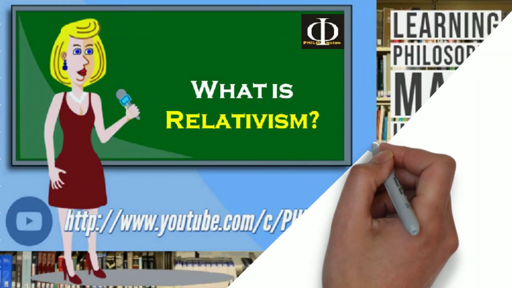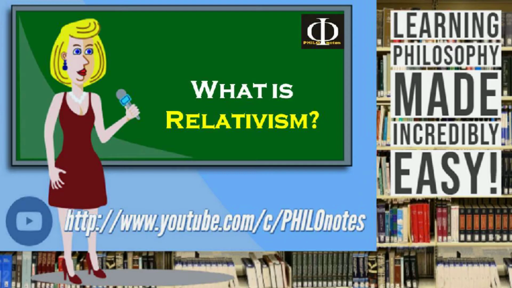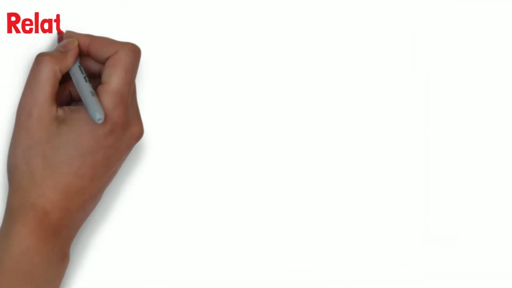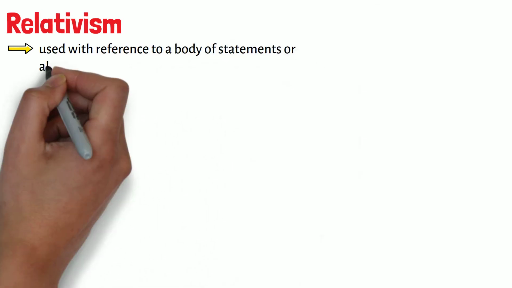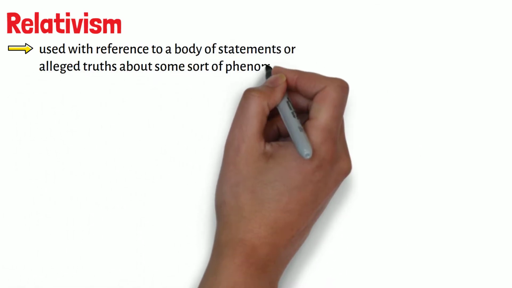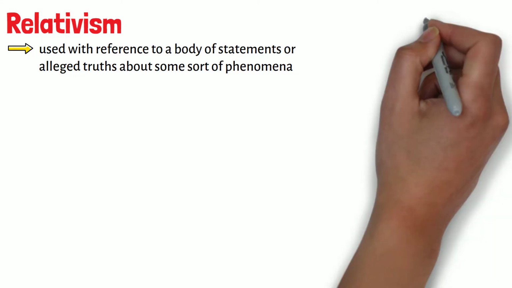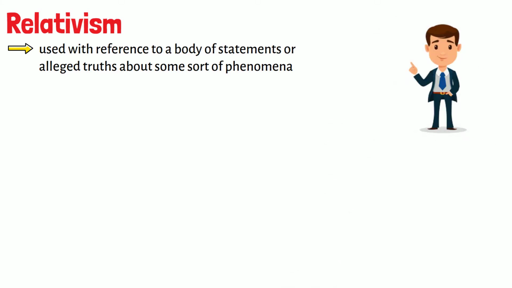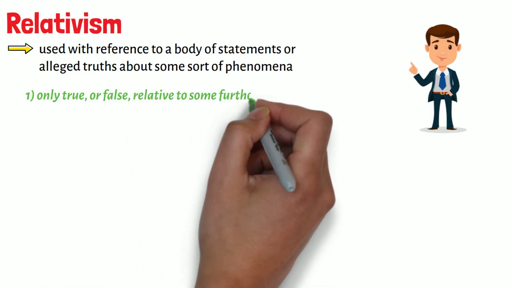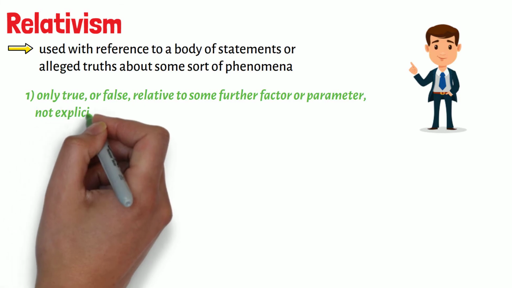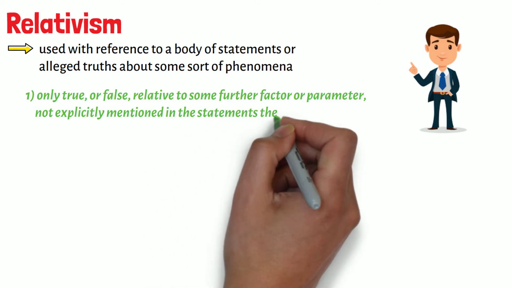What is relativism? The term relativism is used with reference to a body of statements or alleged truths about some sort of phenomena. The relativist maintains that these statements are, first, only true or false relative to some further factor or parameter, not explicitly mentioned in the statements themselves.